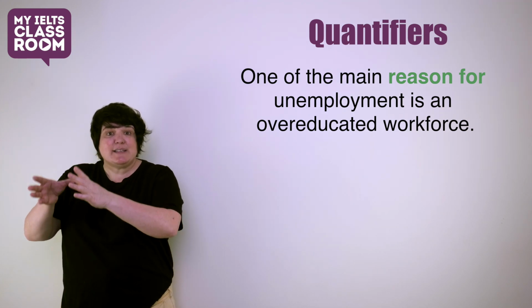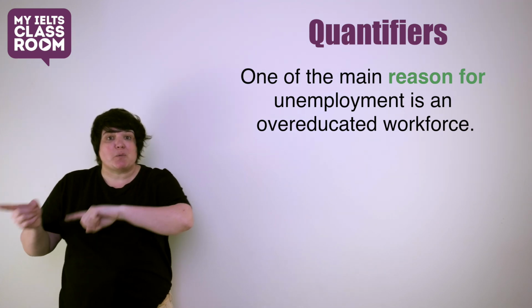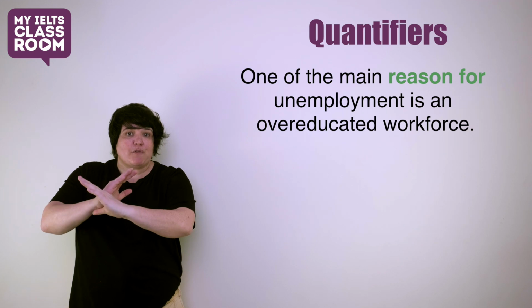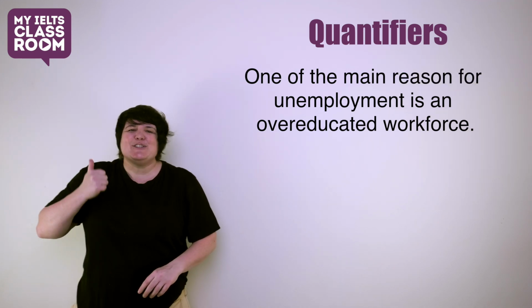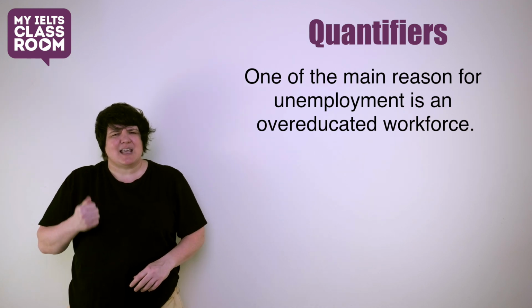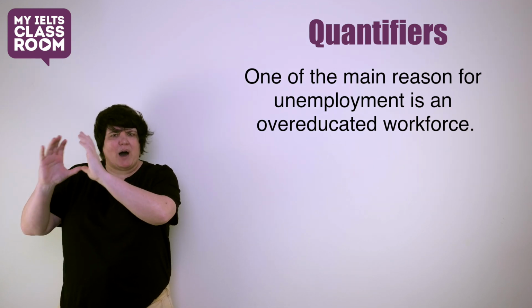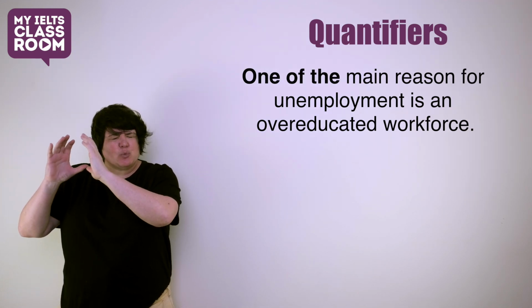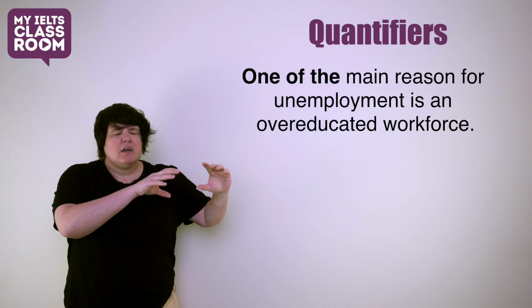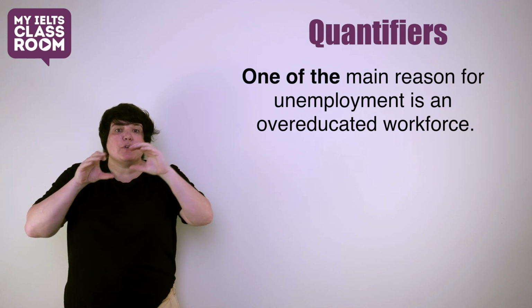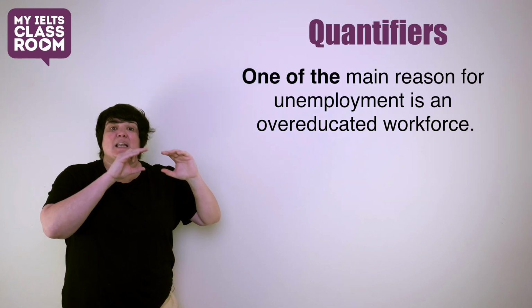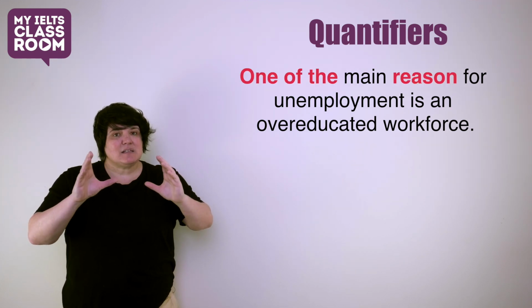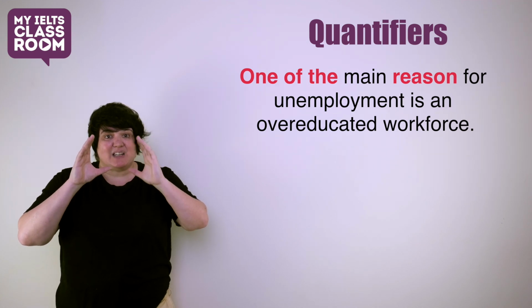If you're going to say reason, make sure you follow it with for, not of. But what about before the for? Do we have a good sentence? Our subject here is one. So should we say one of the reason or one of the reasons, plural? It's the plural. And this is something that confuses many students.